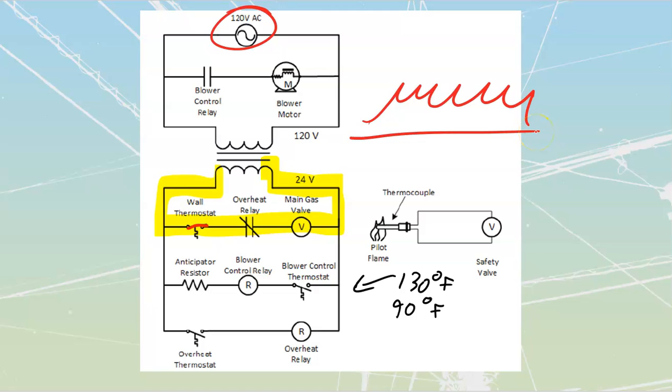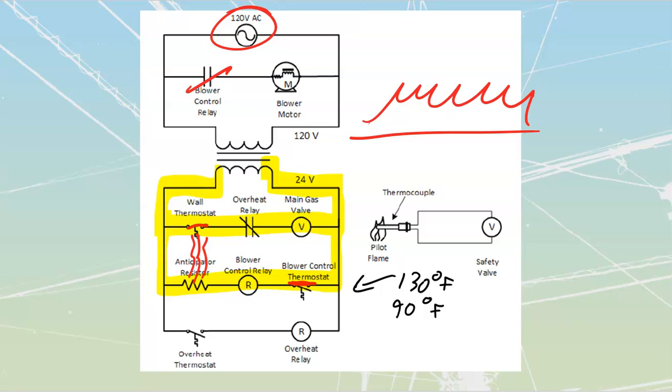The main burners are going to start heating the air inside of my heat exchanger. Once the air inside of my heat exchanger gets hot enough, my blower control thermostat will close, which is then going to turn on my fan. At the same time as the fan goes on, it starts preheating my thermostat through the anticipator relay over here. So this is normal operation.